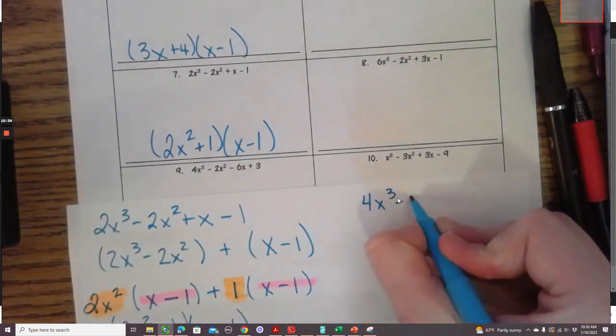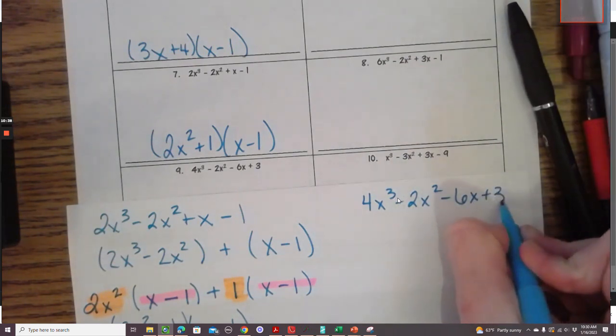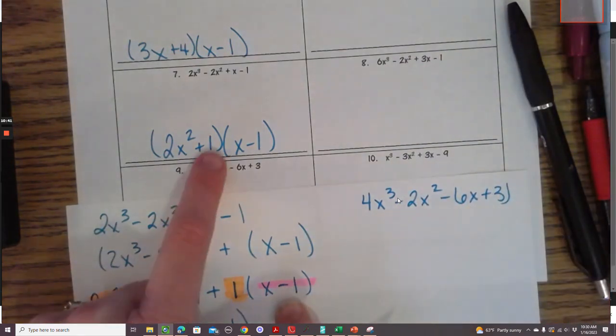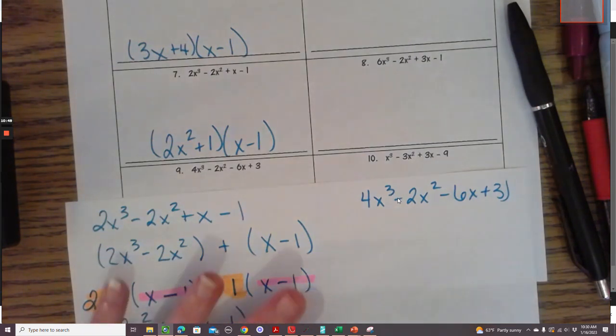That one's gonna get me a couple times. It's just whatever repeats, you write down once, and then whatever doesn't repeat from each of your groups smushes together. Okay? All right.